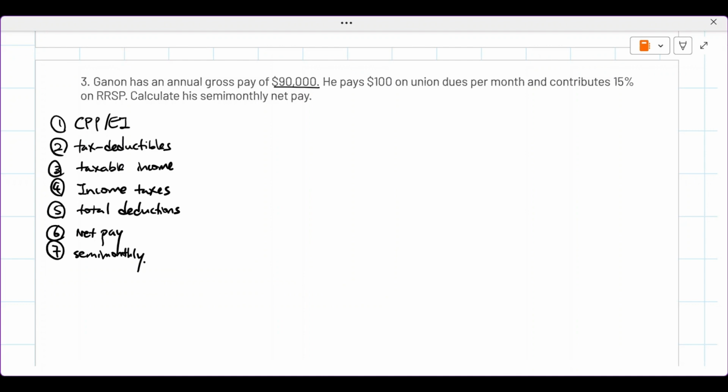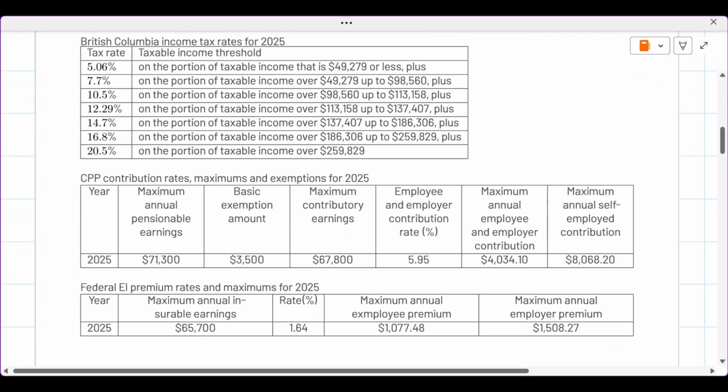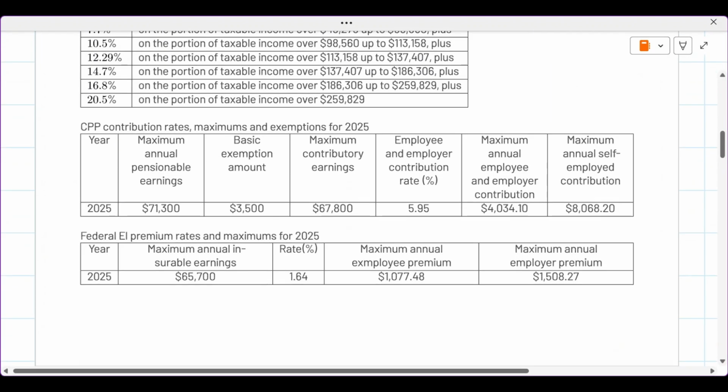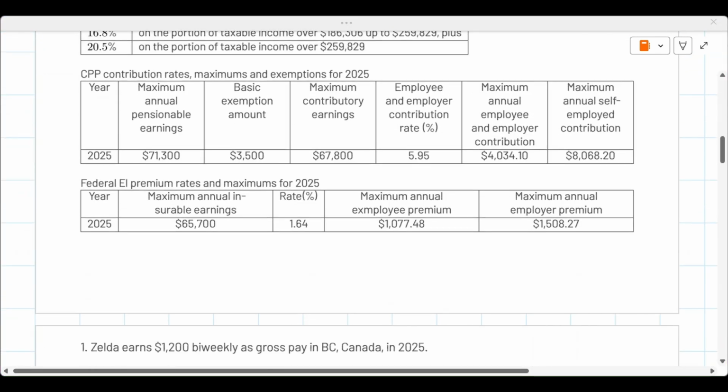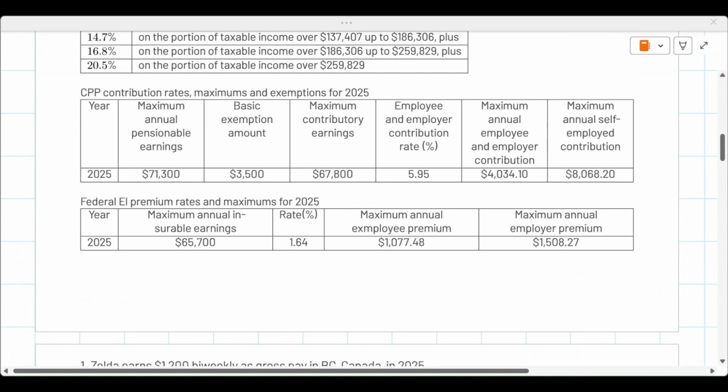First thing we notice is that the gross income is $90,000, and this number is quite high, so high that it exceeds the maximum contributory earnings for CPP as well as the maximum annual insurable earnings. So without having to do any calculations, I'm just going to write down the maximum contribution and the maximum premium for CPP and EI, which is $4,034.10 and $1,077.48.